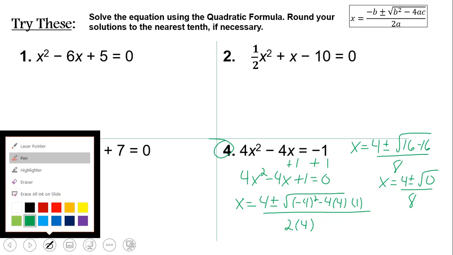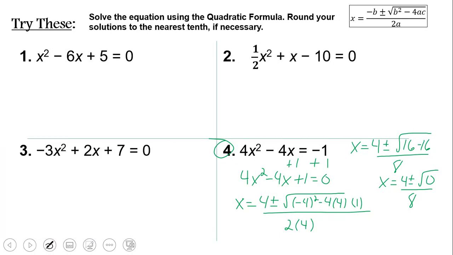Well, the square root of 0 is just 0. There's only one solution here. So I end up getting x equals 4 plus or minus 0 over 8. Well, 4 plus 0 and 4 minus 0 is just going to be 4. So you get x equals 4 over 8, or x equals 1/2. And that's our answer. So there's just one solution here, which does happen sometimes.